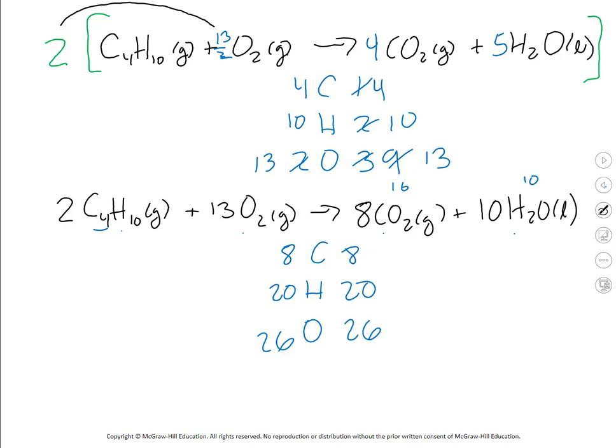So if you end up in this case where you have an odd number you need, but you can only get an even on the other side, temporarily use a fraction. Just don't forget to get rid of it at the end. Double check your numbers. Make sure you're in the lowest whole number ratio. It's not reducible. Make sure that you are still balanced by counting up your total numbers of each element. Sound good? All right.